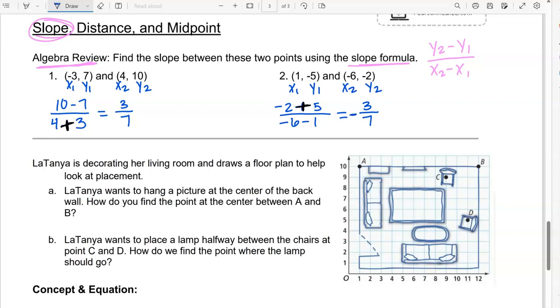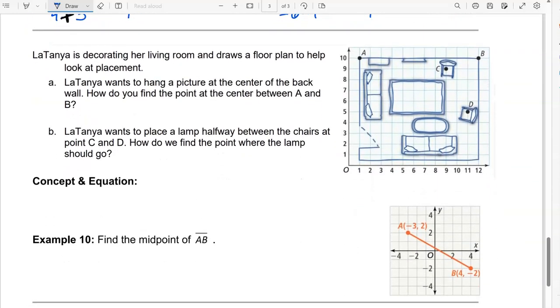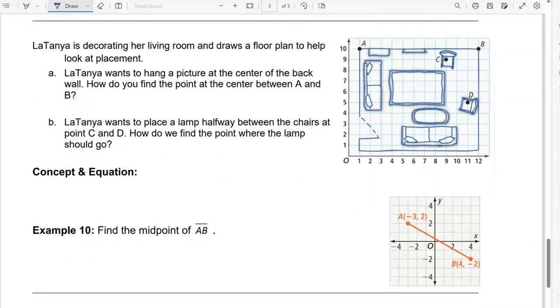Now, with this one being a negative 3 over 7 instead of a positive like our previous problem, we can put that negative on the top, on the bottom, or out to the front. Either way is going to be fine. Now, looking at our other 2 formulas, we're looking at midpoint and distance. So before I just give you the midpoint formula, I want you to do some thinking on maybe how we would find this. So it says LaTanya is decorating her living room and draws the following floor plan to help look at placement. LaTanya wants to hang a picture at the center of the back wall.